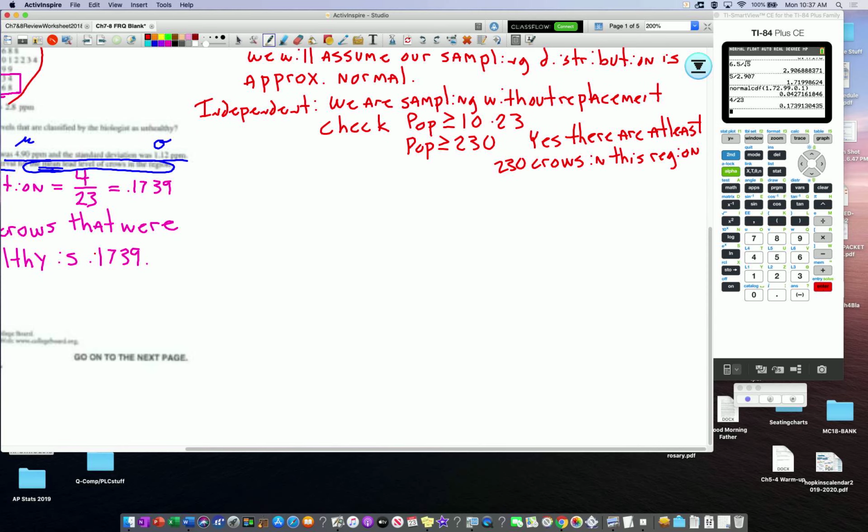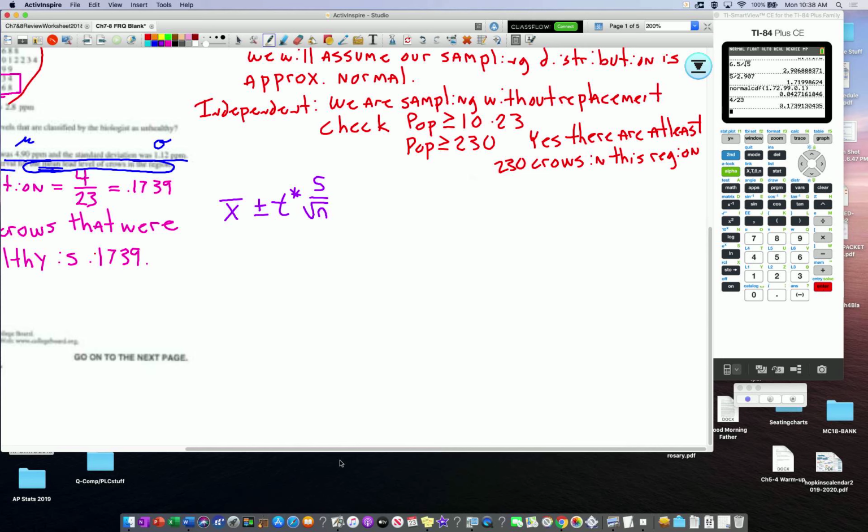All right, so we got the state, we got the plan. Now we're going to do the do. So I'm going to do that in purple here. Now we actually have to calculate the confidence interval. It's a confidence interval for a mean. So x bar plus or minus t star times the sample standard deviation over the square root of n.